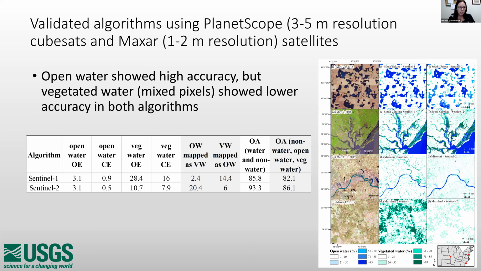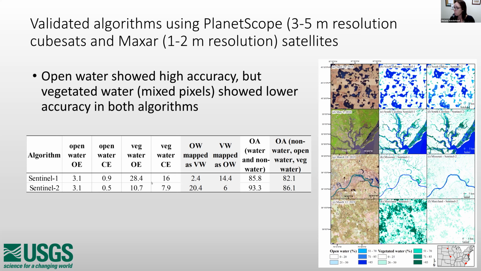All right, and then we validated the algorithms using commercial imagery. So PlanetScope imagery, which is a series of CubeSats that are 3 to 5 meters in resolution, as well as Maxar, primarily Worldview 3 and 4, which are closer to kind of 1 to 2 meter resolution. So on the top line is Sentinel-1 algorithm, and on the bottom is Sentinel-2 algorithm. And you can see our leftmost boxes here is our open water omission error and commission error. And we had very low error rates in the open water, which is kind of in line with what we'd expect. It's not too difficult to map kind of large open water bodies.